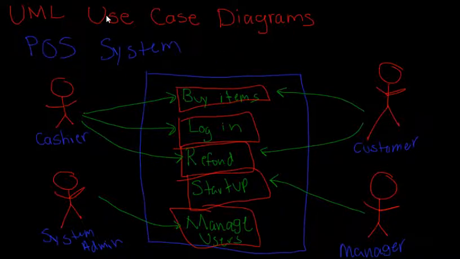Well, it tells us that our point of sale system is comprised of these functions, or use cases you could call them, as it is a use case diagram. And then each of these different actors acts upon this system to do a certain task. Cashiers will buy items, or they'll more appropriately sell items. They'll be able to log in for verification, and then they'll be able to refund the customer's transactions.